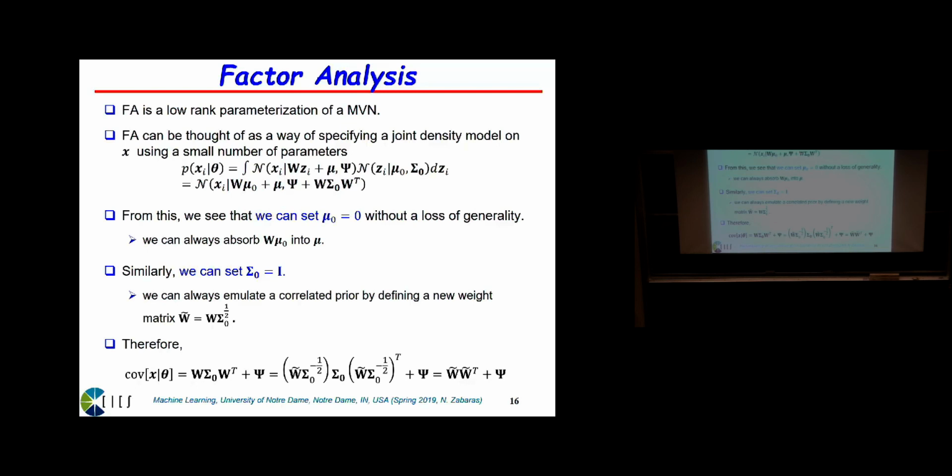For example, if you look here, you have W sigma 0 W transpose. If you want to get rid of sigma 0 and get W W transpose, you can define a new W that looks like W sigma 0 to the power of 1/2. Similarly, you can incorporate the W times mu 0 inside mu. So you're not gaining anything by having a non-zero mu 0.